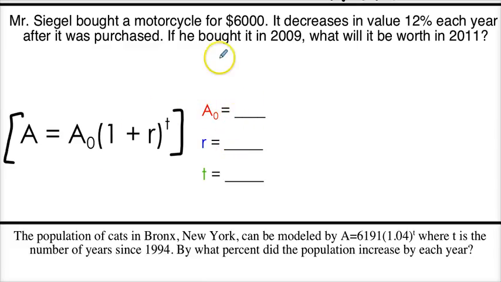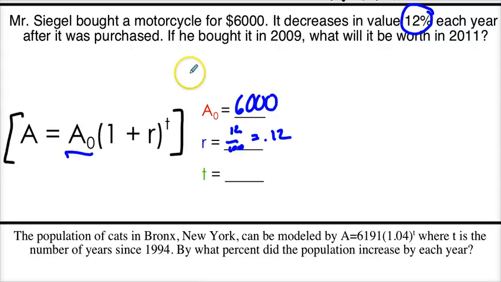So A0, that's our starting value, right? That's 6,000. That's how much my motorcycle starts at, its cost. Now, my rate is 12%, so that is 12 over 100. You always put over 100, and that gives us 0.12. And what will it be worth? Now the question's asking us to figure out time. So if he bought it in 2009, what will it be worth in 2011? Well, how many years is that? You have to think a little here. That's 2 years.